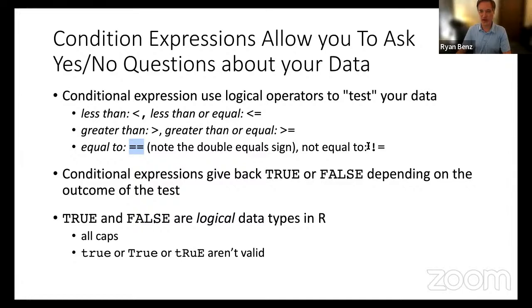We also have the not equal sign here. In R, you put the exclamation point followed by the equal sign. So maybe you want to say, give me all the peptides that are not equal to this particular sequence. You would use this operator to do that.